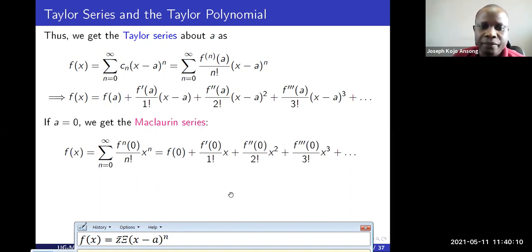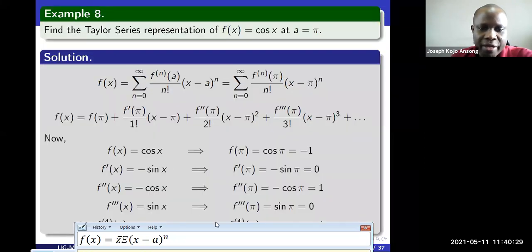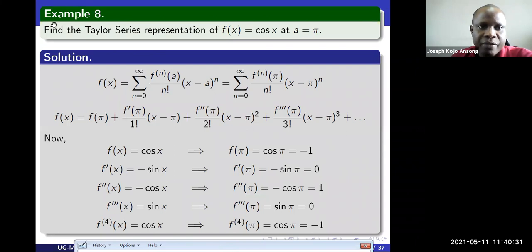Similar to that. So I will do 2 examples, maybe 3, of how you find a Taylor series of a given function and how you find a Maclaurin series of the same function. And then another example, which I'll probably skip, for you to take a look at. So here is an example. Find a Taylor series representation of f of x equals the cosine of x at a equals pi. So our center now is equal to this number pi here.